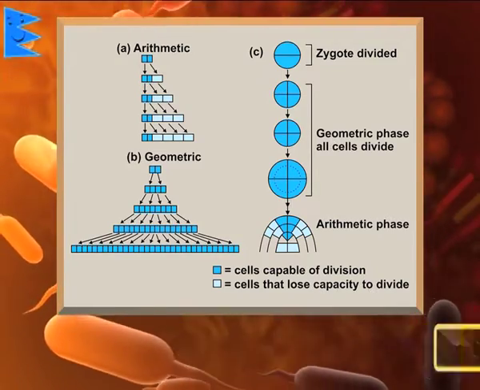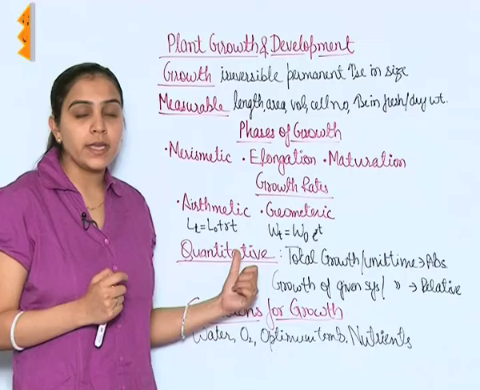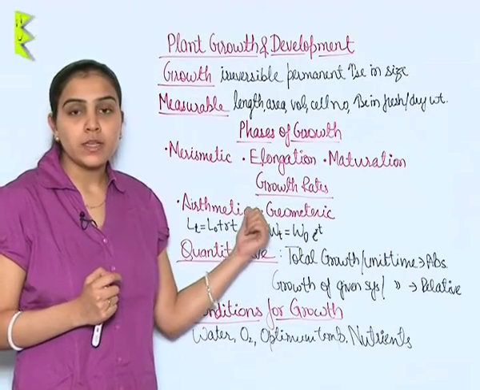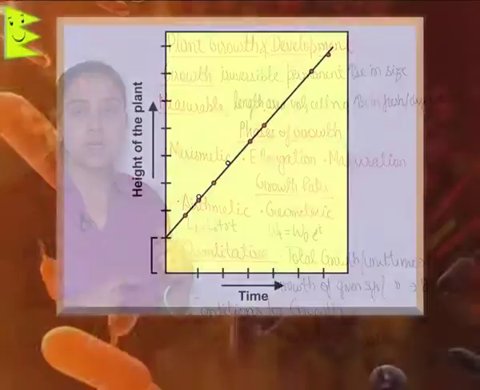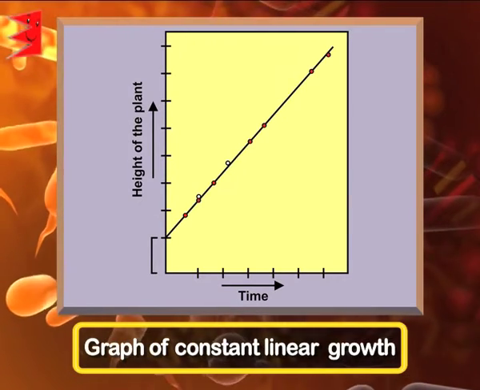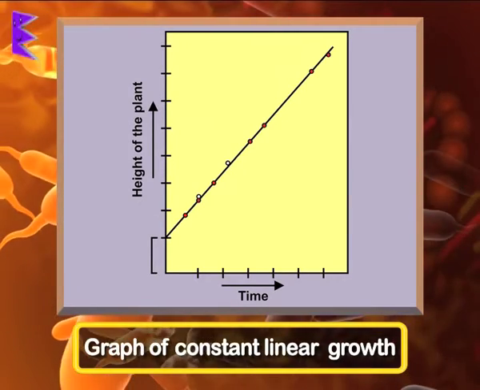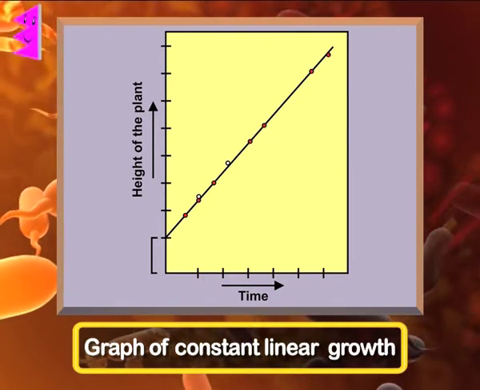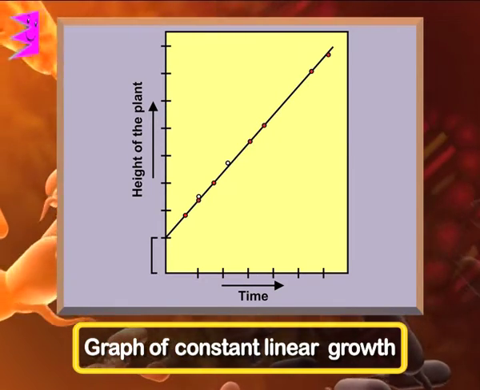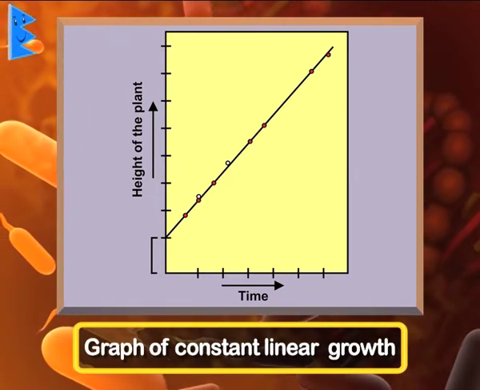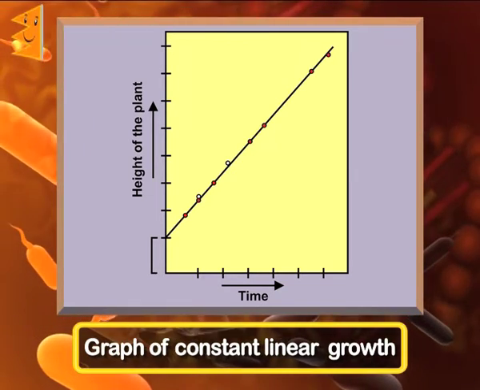When we talk of arithmetic growth, you can see the graph, a linear graph is observed, which is denoted by the equation Lt = L0 + rt. Here Lt is the length at the given time t and L0 is the length when the time is 0.